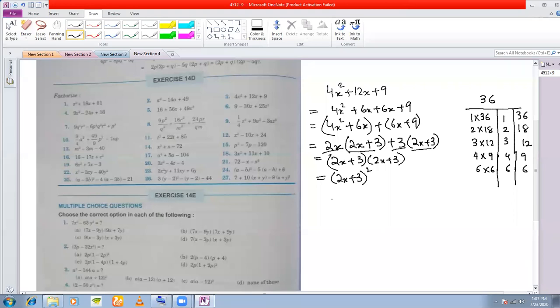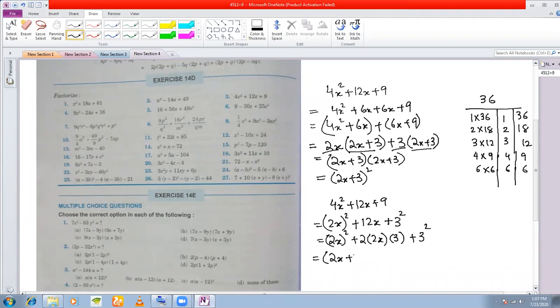What you could also have done is, you could have written this as a square plus 2ab plus b square, which is equal to a plus b whole square, that is 2x plus 3 whole square. You could have also done it this way.